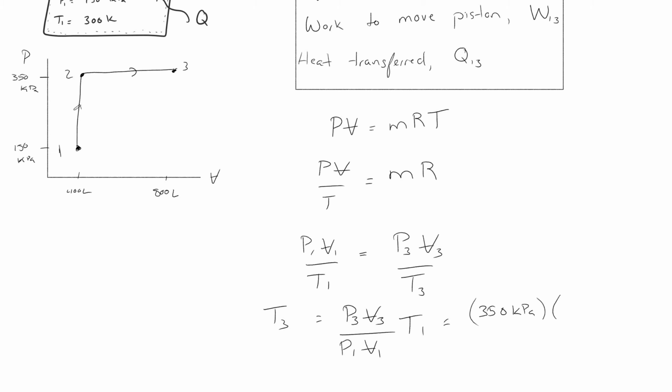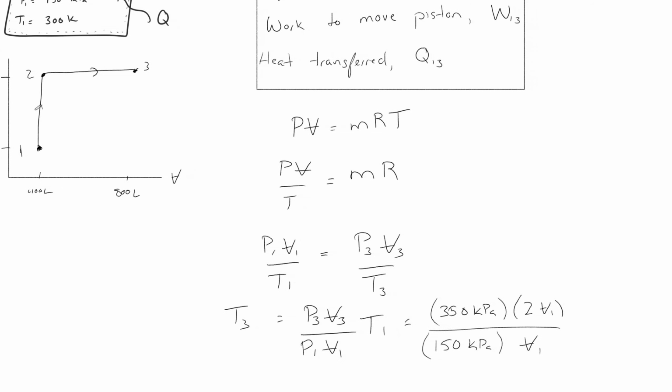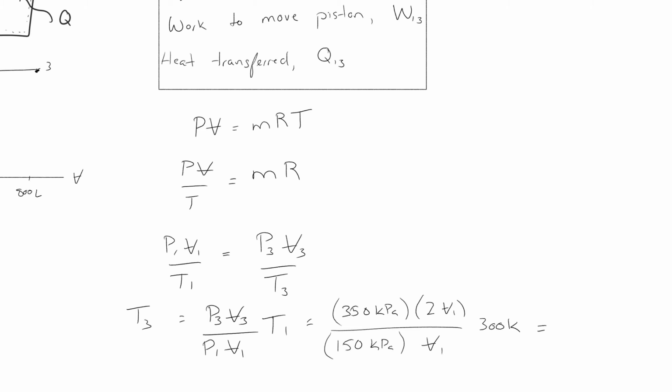V3 is the same as, V3 is double V1, so I could really write this as 2V1. P1 is 150 kilopascals, and then again V1. So it wouldn't have hurt to plug in 800 liters and 400 liters, but I don't really need to. And then, of course, T1 is 300 K. So that gives us a final temperature T3 of 1400 Kelvin.